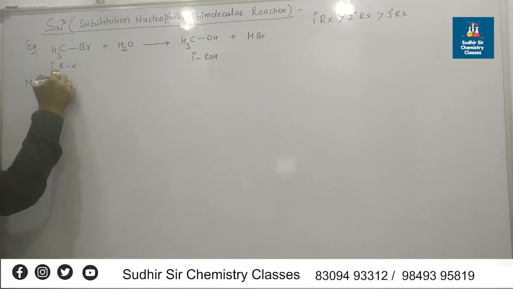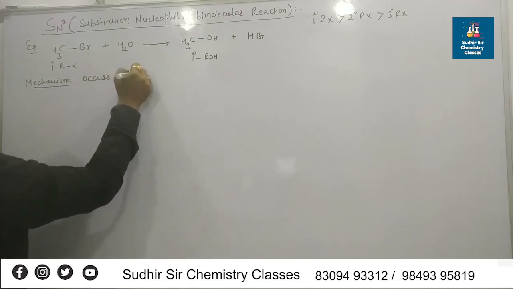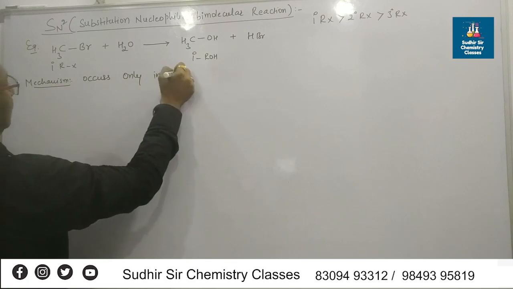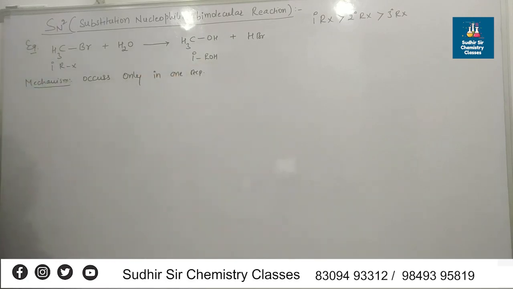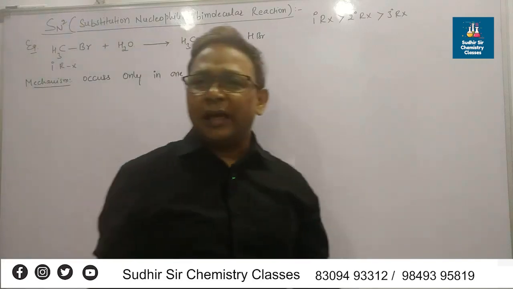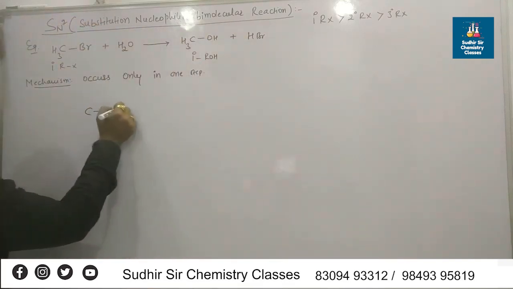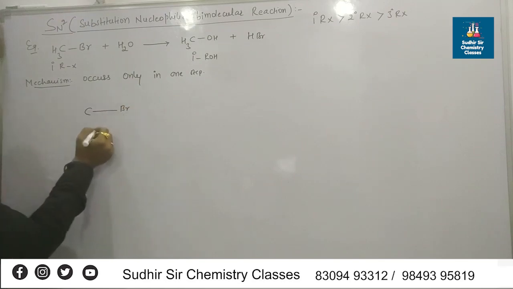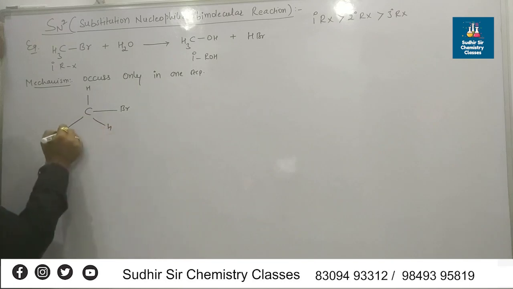As we know, the mechanism for SN2 occurs only in one step. How it is one step, let me explain here. This is CH3, right? This is a halogen, Br, and these are hydrogen, hydrogen and hydrogen.